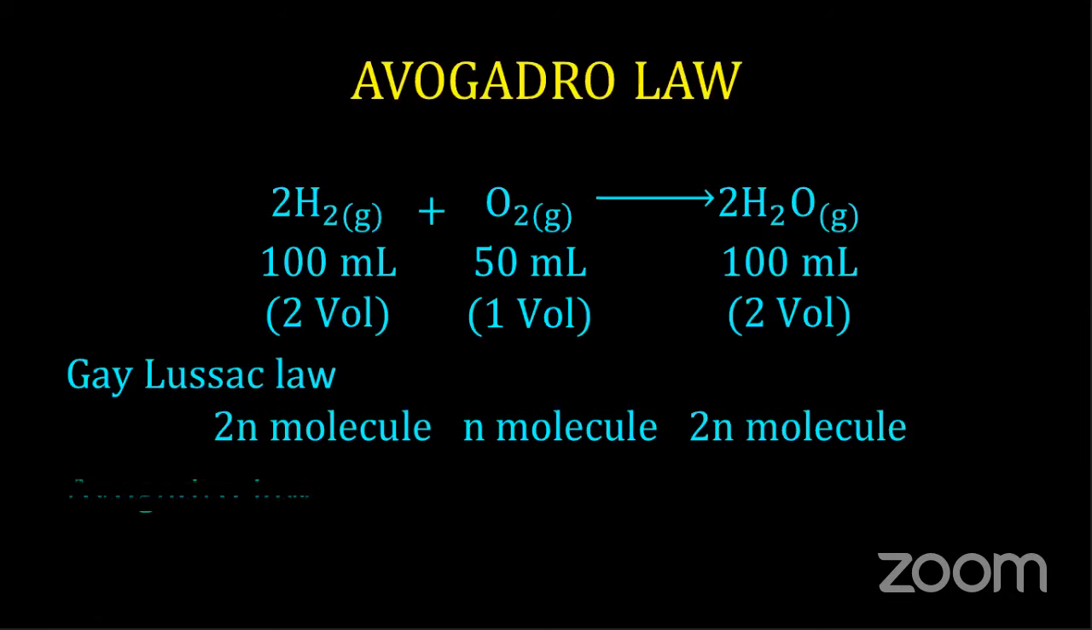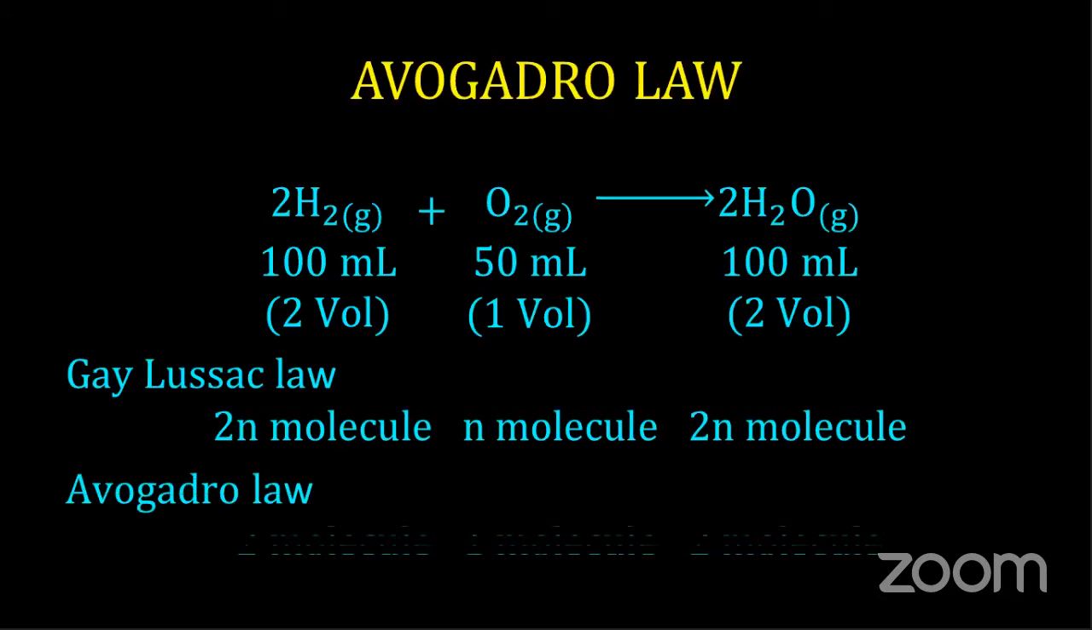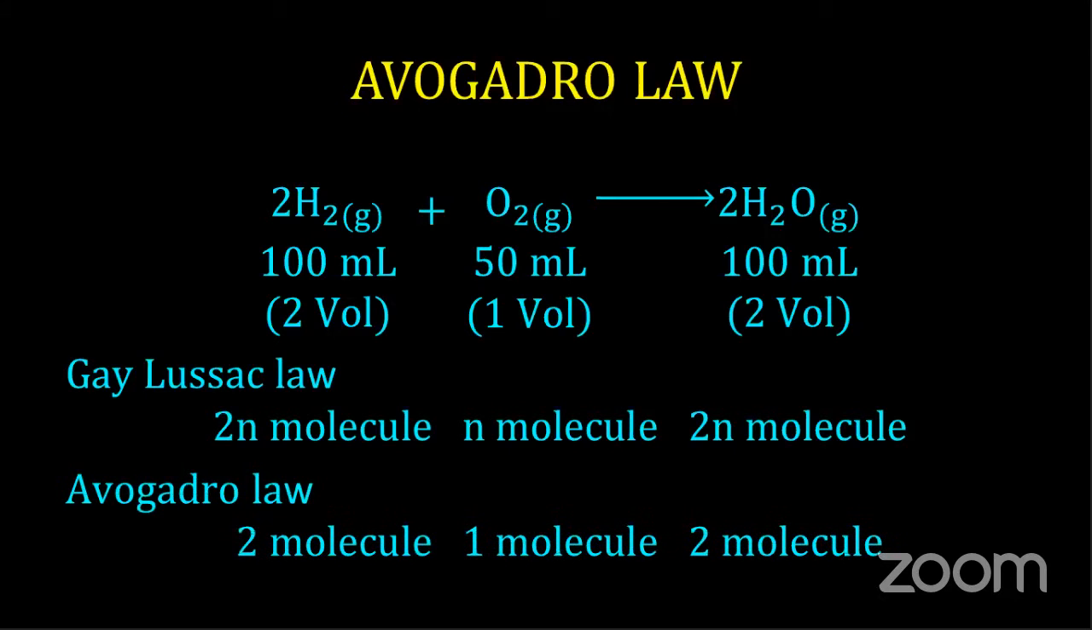Now I will tell you one thing here. Look here. If I substitute the value of N as 1, 2 into 1 becomes 2. Can you see here? 2N, so I wrote the value of N as 1, so 2 into 1 becomes 2. The value of N is 1, that is here 1. And here again 2 into N, with the value of N as 1, again the answer comes down to 2. Okay. So this is as per Avogadro's law.